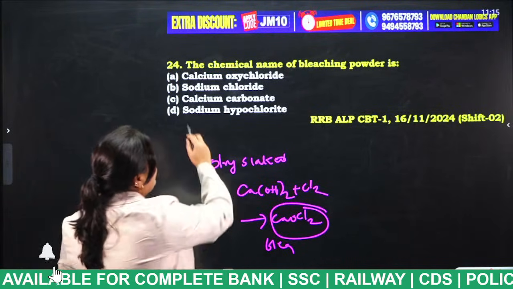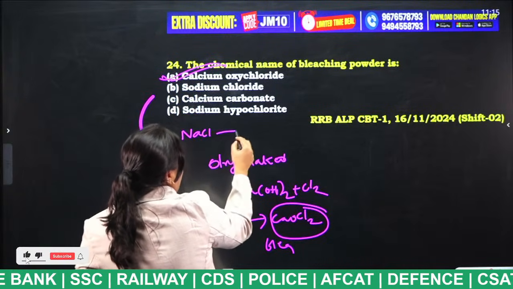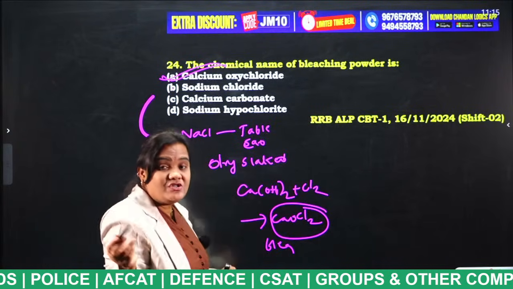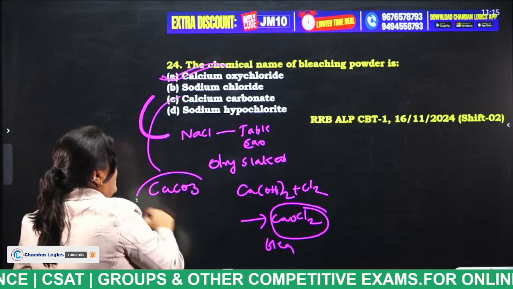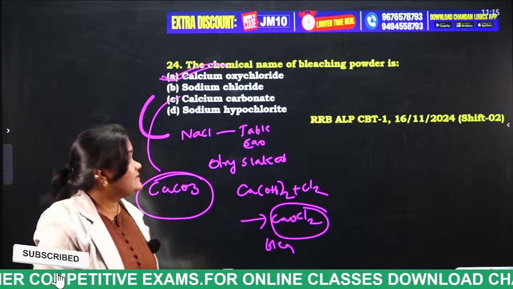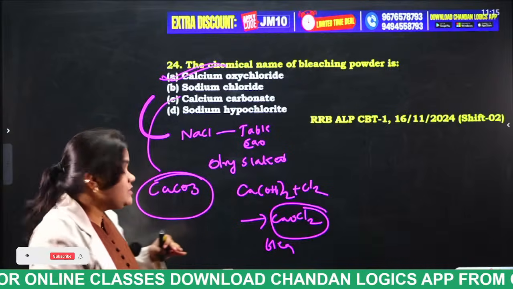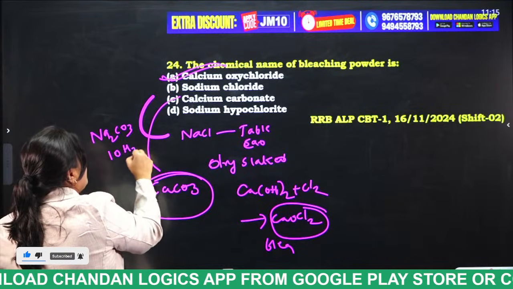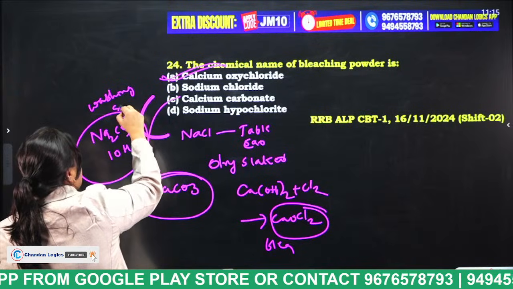It is calcium oxychloride. What is sodium chloride? NaCl. It is like table salt or common salt. If it is in aqueous solution, it is a brine solution. Calcium carbonate is CaCO3. Next, sodium hypochlorite. So these are all the options. What is the answer for this question, students? CaOCl2. And what is the formula for washing soda? Sodium carbonate, Na2CO3·10H2O. This is the formula for washing soda.